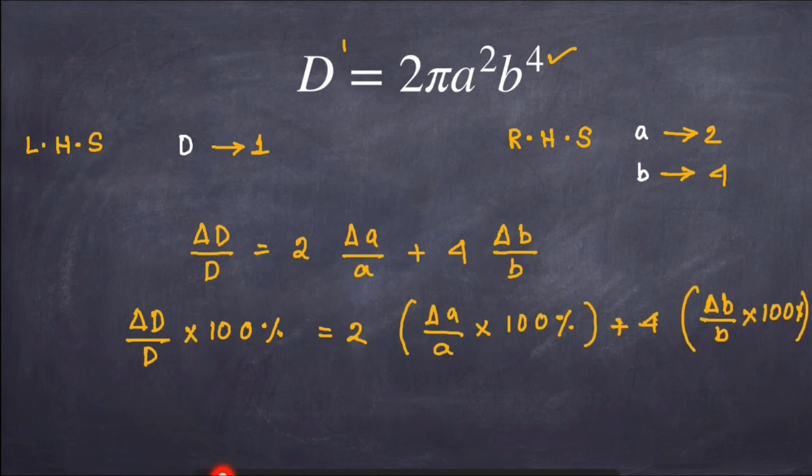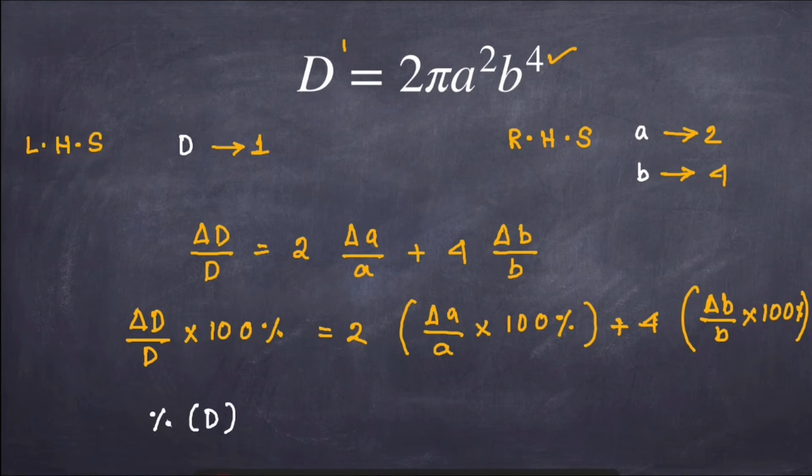So now what I am doing is that I am multiplying both these sides again with 100%. So delta d by d into 100% is equal to 2 into delta a by a into 100% plus 4 into delta b by b into 100%, right? Now what is delta d by d? Delta d is the absolute error in measuring d divided by the measured value of d into 100%, right? So that means this will be equal to the percentage error in d.